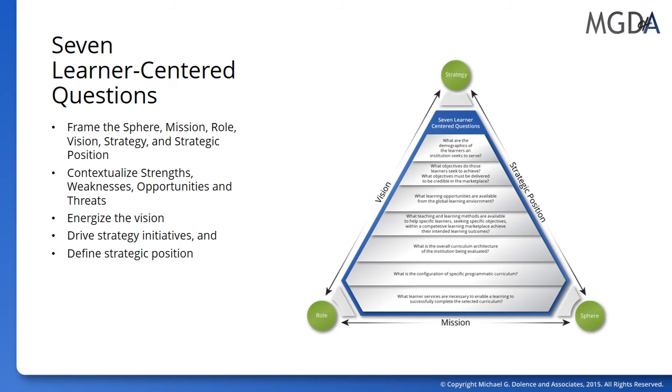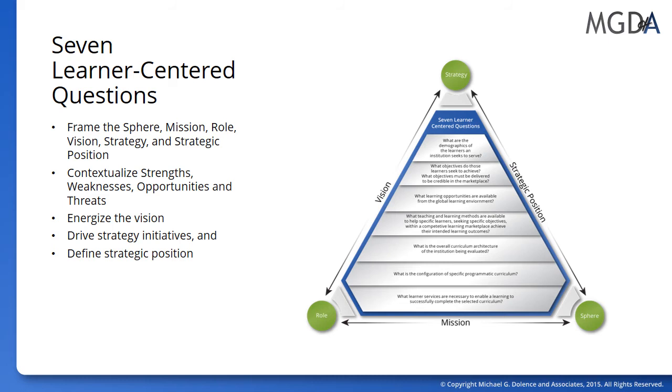Once the sphere mission role conditions and interactions are understood, strategists, planners, and constituents invest in the creative process of determining a vision for the future of the organization, in which strengths are sustained or enhanced, weaknesses are addressed, opportunities are capitalized on, and threats are mitigated. Strategies are then developed to enable the entity, be it the institution, school, college, or even department or program, to realize its vision. When implemented, the strategies modify and sustain the entity's strategic position in its sphere of influence.